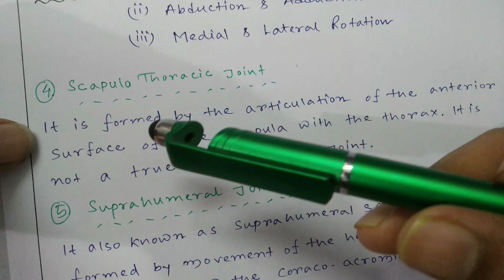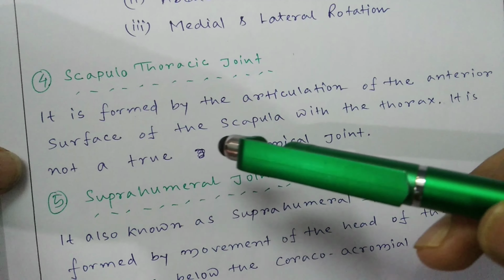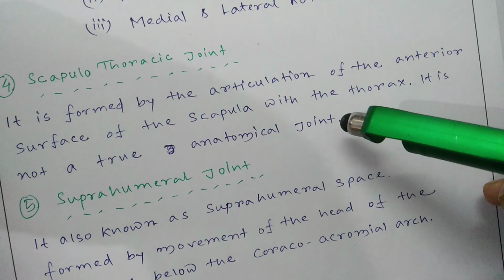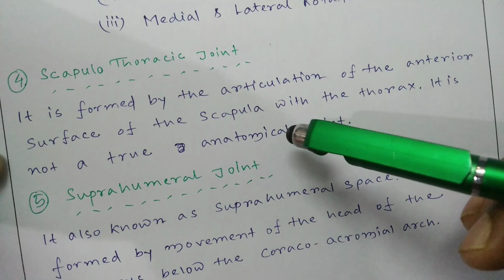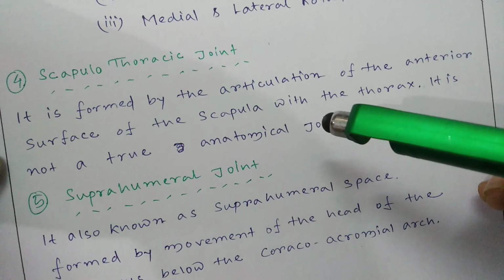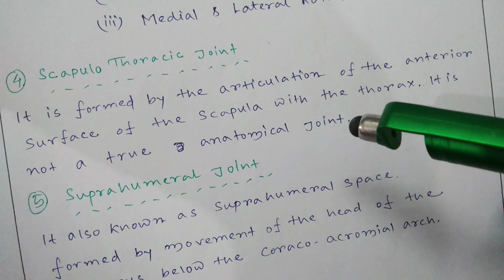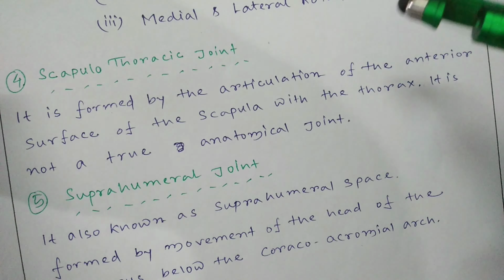Now comes the scapulothoracic joint. It is formed by the articulation of the anterior surface of the scapula with the thorax. It is not a true anatomical joint.